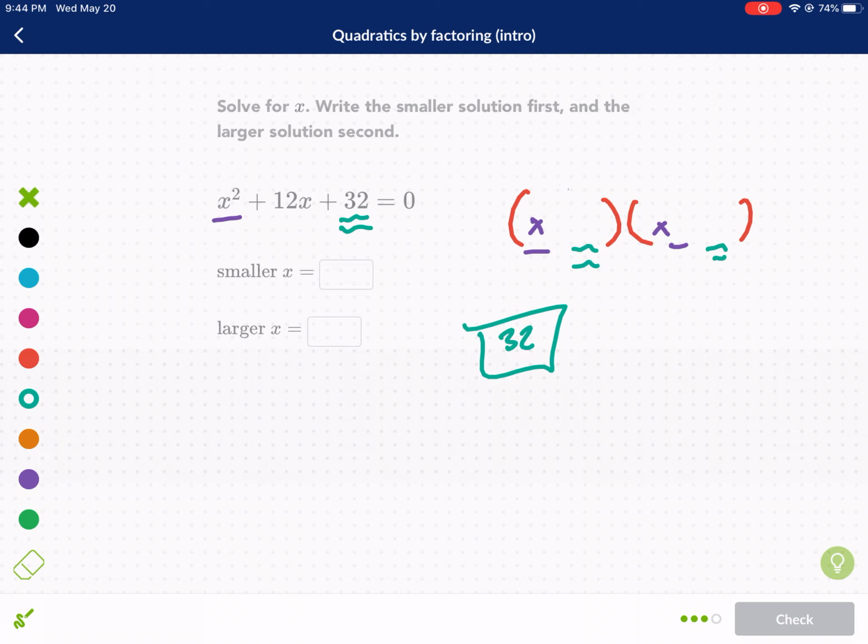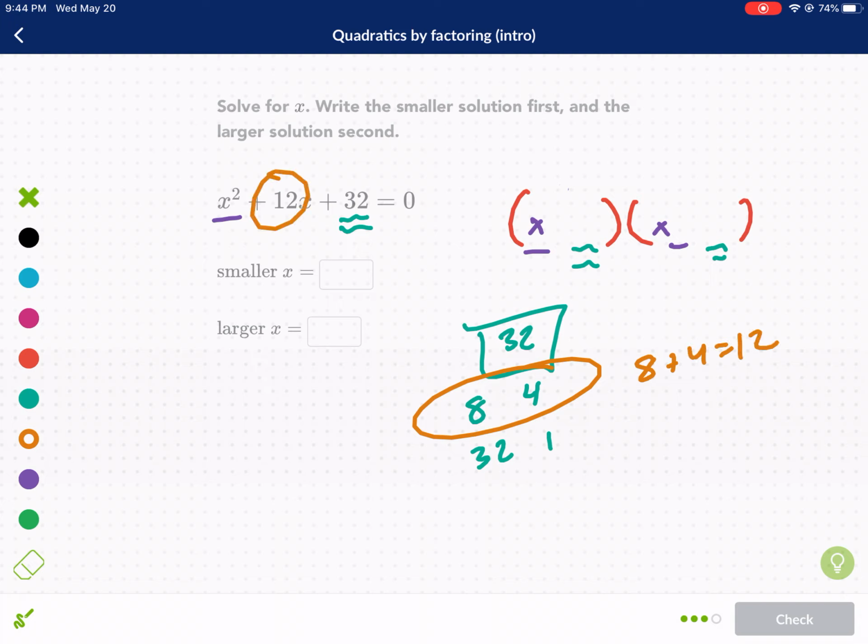32. What are my factors of 32? I got 8 and 4. I got it on the first go. Wow, what do you know? It could have been 32 and 1, but we know it's going to be 8 and 4. Why? 8 and 4 add up to give me my middle coefficient. So I know it's going to be 8 and 4, and they're both positive, so I put plus signs.